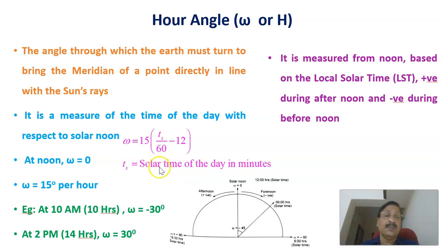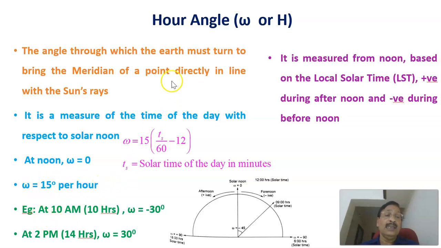As an example, at noon omega equals 0. One more thing is that the per hour change is omega equal to 15 degrees per hour, or we can say 4 minutes per degree. It is actually changing at 4 minutes per degree. Therefore 15 degrees per 1 hour, so omega equals 15 degrees per hour.